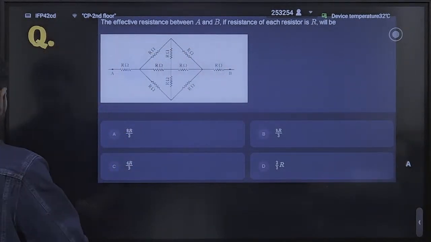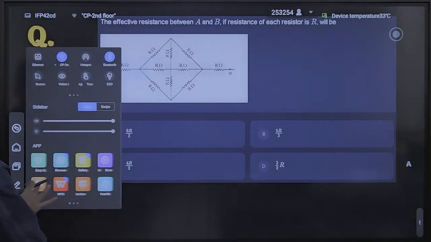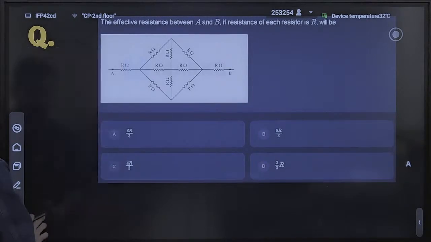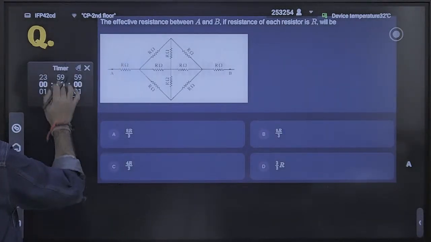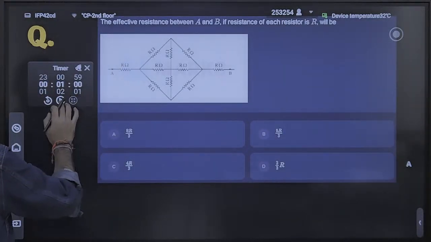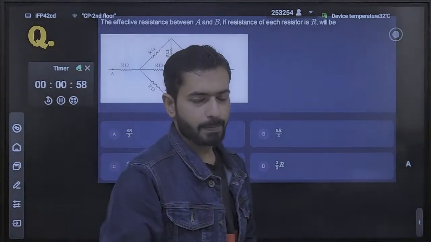This is our timer. You have to solve this question in the given time period, and then we will discuss that question. Be ready with your pen and paper. First question, I am giving you 1 minute, sufficient time. Start.